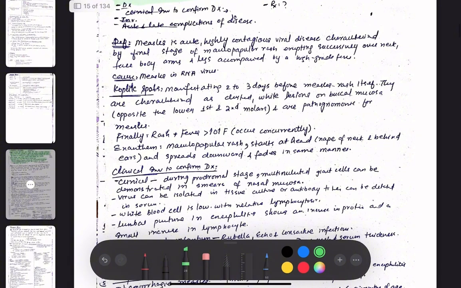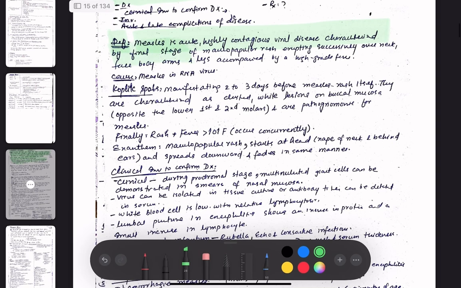So the definition is that measles is an acute and highly contagious viral disease. Measles is caused by a virus and it is characterized by a final stage of maculopapular rash erupting successively over the neck, face, body, arms, and legs, accompanied by a high grade fever. So these are the diagnostic points: there will be high grade fever and maculopapular rash, successively over the neck and then the face and the body and the arms and legs, and there will be high grade fever.